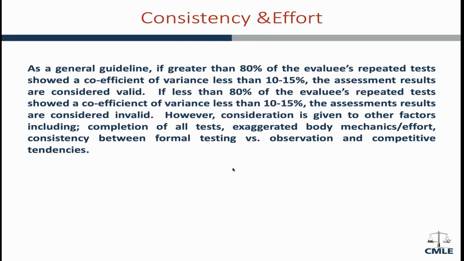However, we're also taking into consideration exaggerated body efforts, and consistency between formal testing and observation. So somebody who may have, say, gotten a 75%, but you can tell they really tried and they had really good effort. At that point, we say, okay, although they scored a 75, based on our observations, it's likely that they were performing near their competitive level.